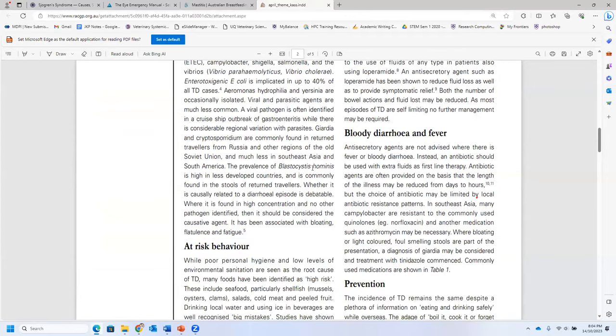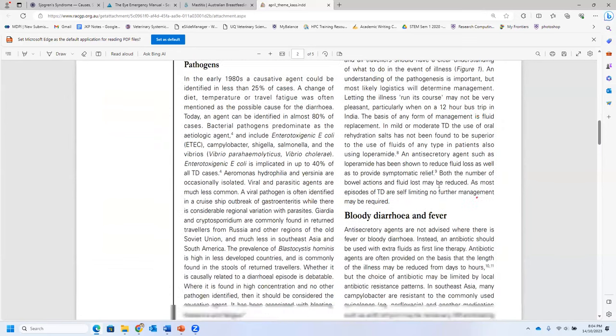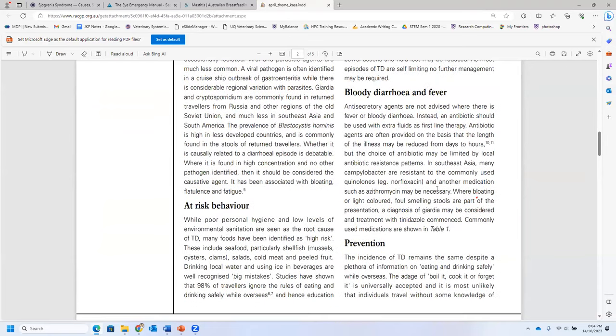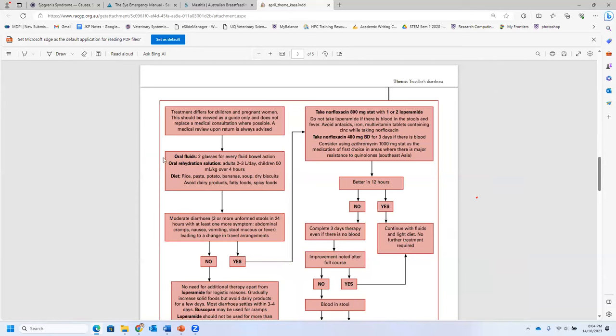Other ones that we have talked about are the parasitical causes, which is Giardia lamblia and Entamoeba histolytica. So bloody diarrhea and fever, we always think about the bacterial, viral, and parasitical causes. So look at this table, guys. I'm just going to reduce the size a bit.